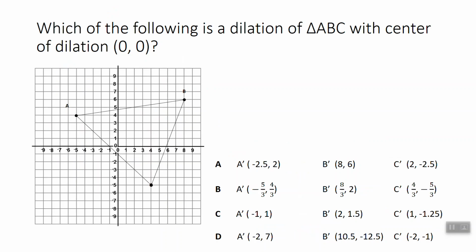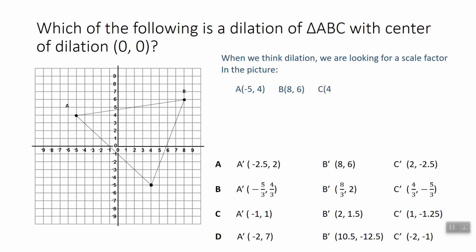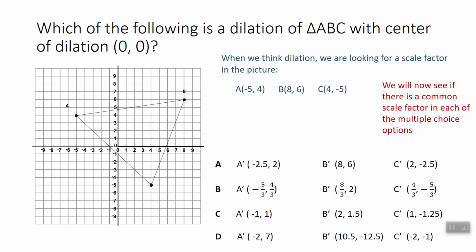So now a new problem. Which of the following is a dilation of triangle ABC with center of dilation 0, 0? Boy, that sounds intimidating, but don't worry, this problem is actually one of the nice ones. When we think dilation, we're looking for a scale factor. So really, in the picture, we're given A, B, C, where A is at -5, 4, B is at 8, 6, and C is at 4, -5. We will now see if there's a common scale factor in each of the multiple choice options.